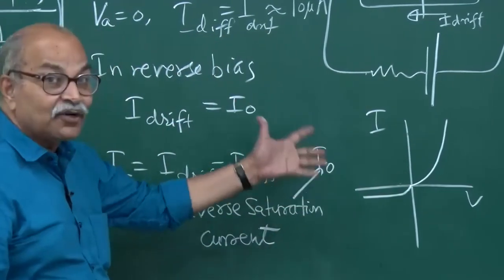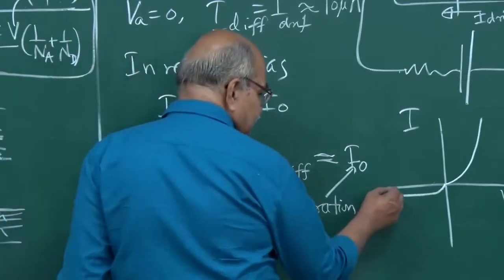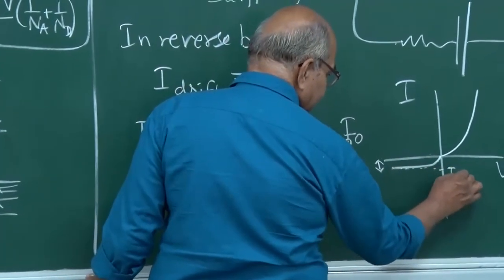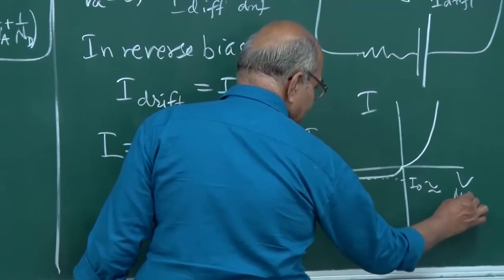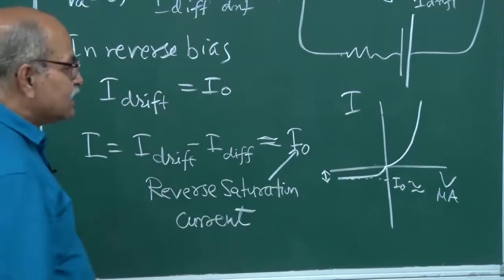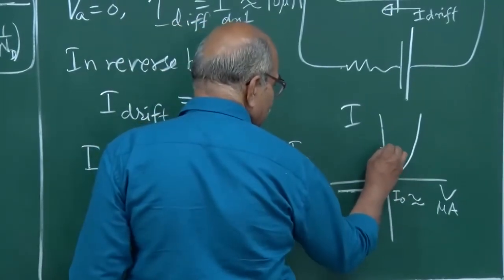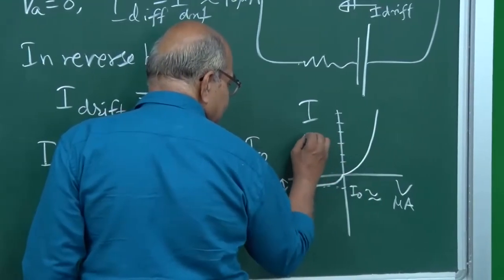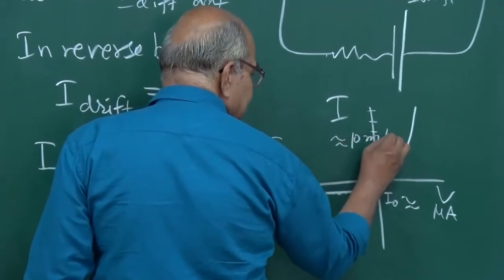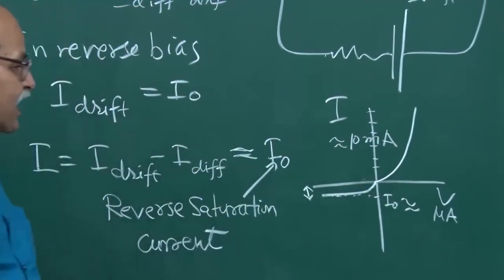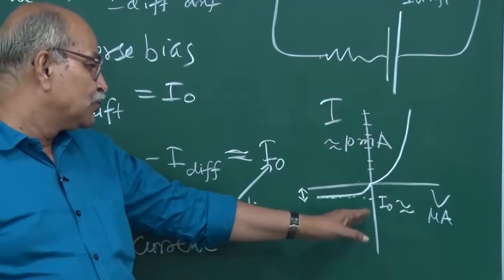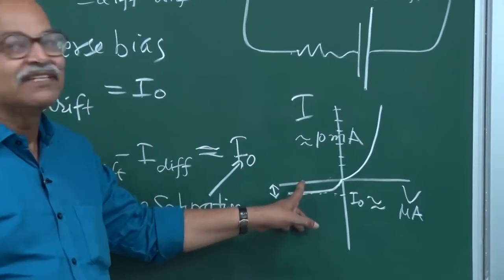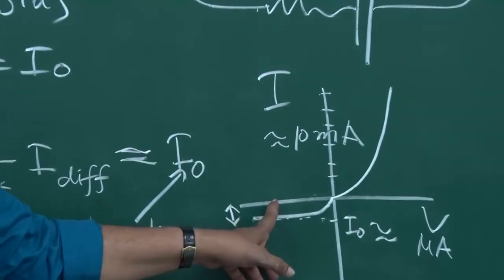If you want to show it on the same plot, because this reverse saturation current, this I naught here is of the order of few microamperes. Whereas in forward bias, the currents could be easily in milliamperes, few tens of milliamperes. All right, so this is few tens of milliamperes, 10 milliampere, 20 milliampere, 30 milliampere, like that. So on the same scale, if you show, this line will be very easily hidden in the width of the axis, whatever axis you draw with your pen, pencil or chalk.